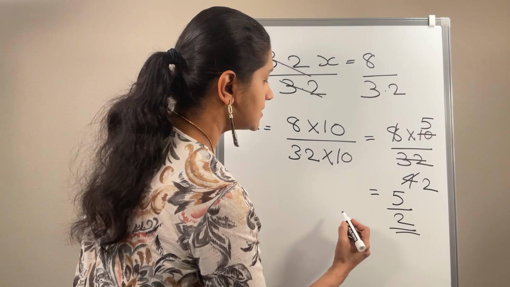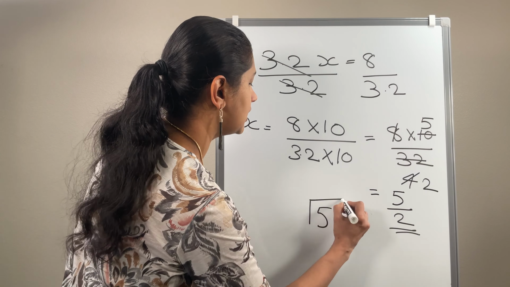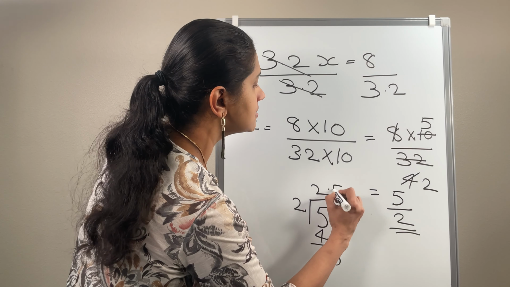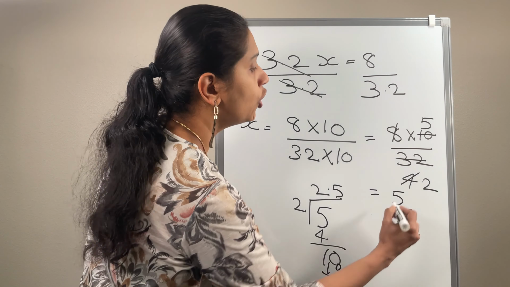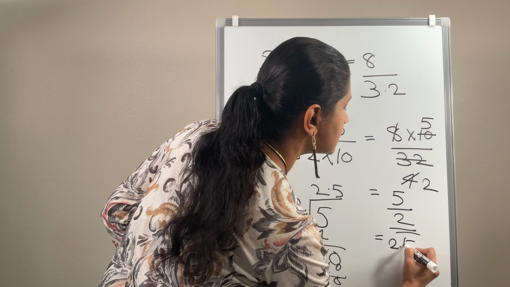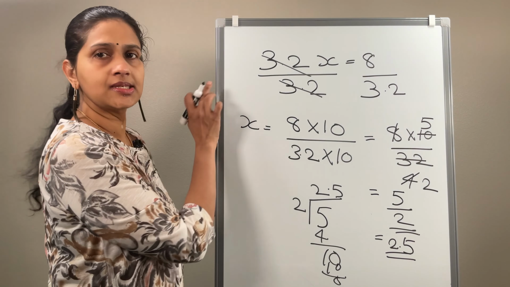You can convert this to decimal form. 5 divided by 2, 2 2s are 4, 1, 10.5, 10, 0. So 5 by 2 is the fraction form and 2.5 is the decimal form for this equation.